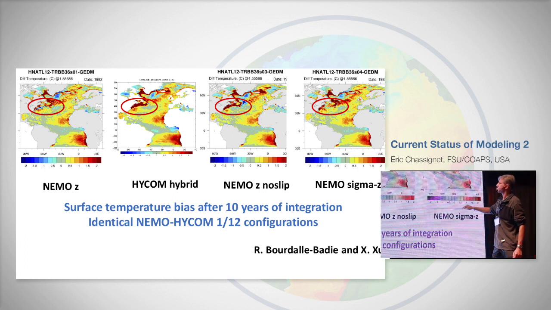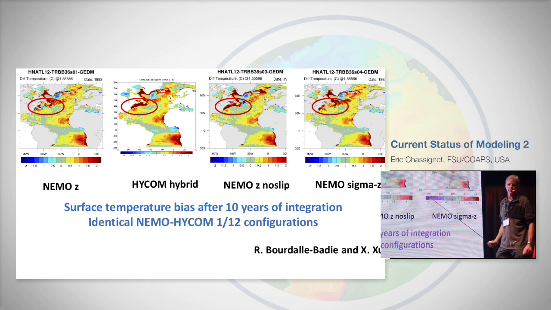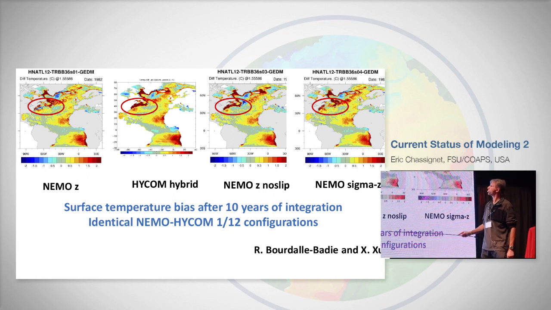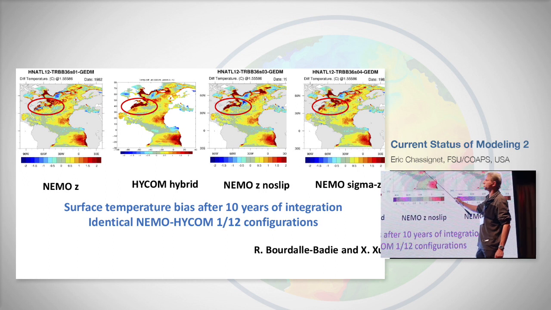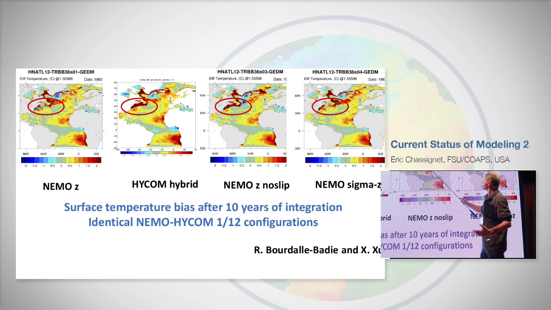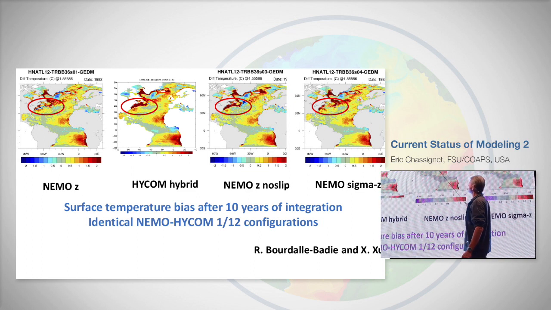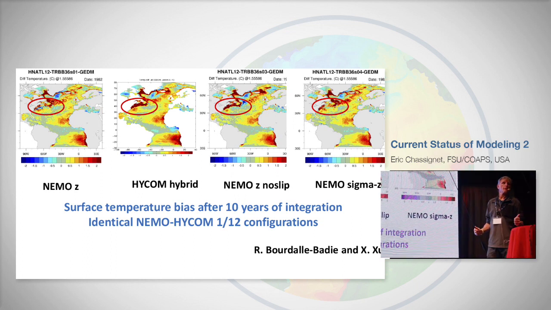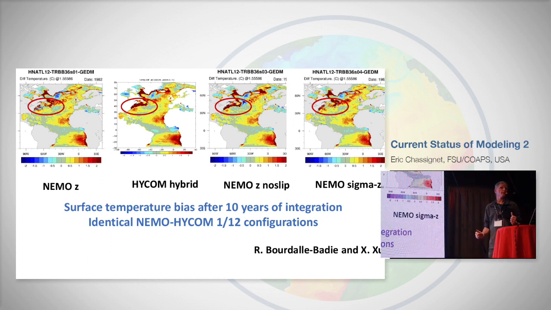What Romain did is repeat the simulation by using no-slip boundary conditions. And lo and behold, when you use no-slip, which is a natural boundary condition, but maybe questionable at that great resolution, you start to see the similar bias occurring. So the solution is sensitive to the choice of lateral boundary conditions.